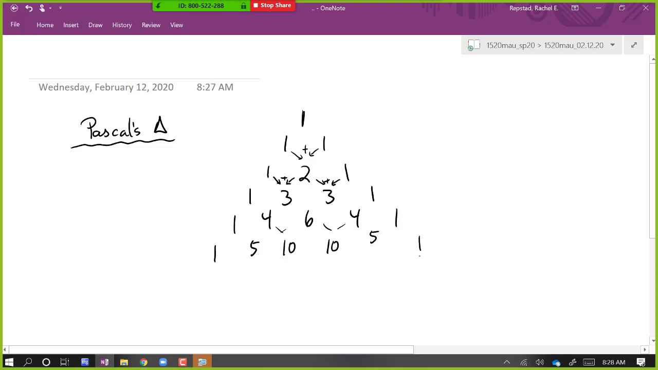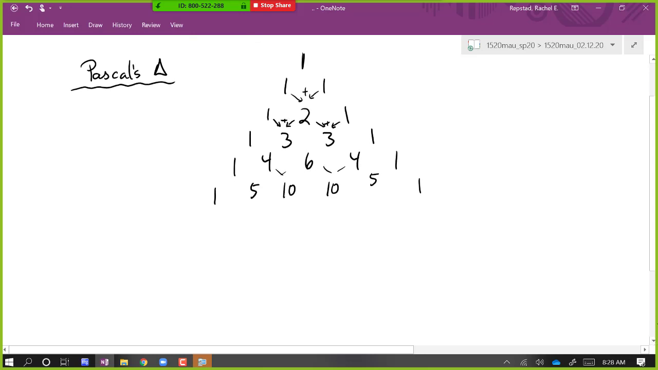So Pascal's triangle can go on forever, right? There's no end point here. The numbers just keep getting bigger. So here's why we care about Pascal's triangle. I'm going to come back to that in a minute.